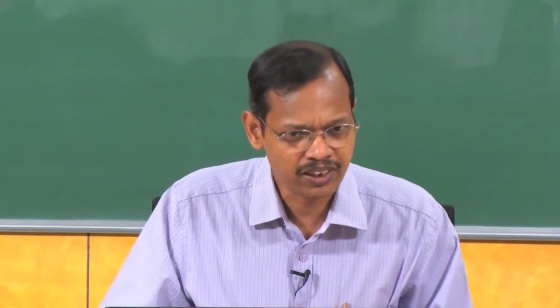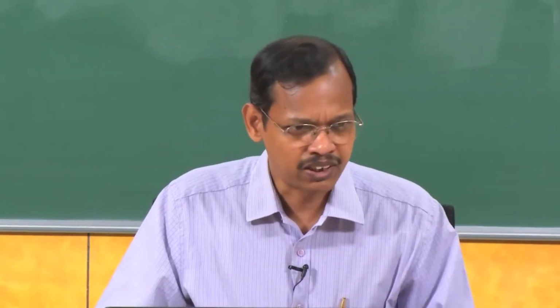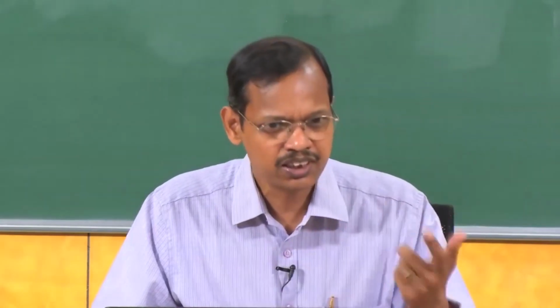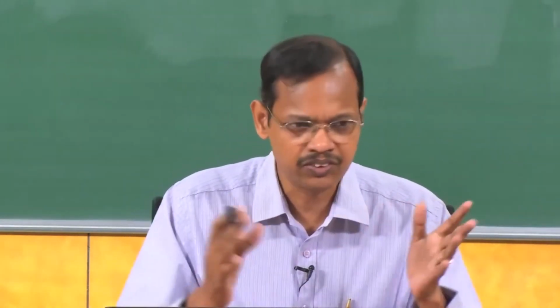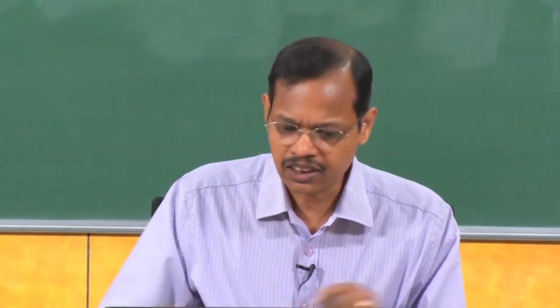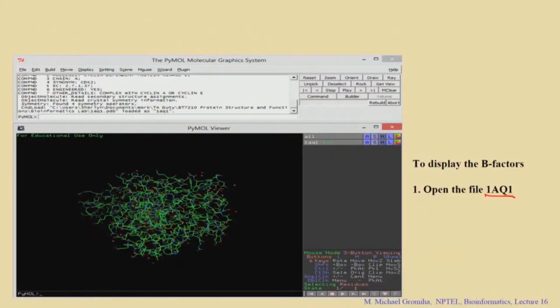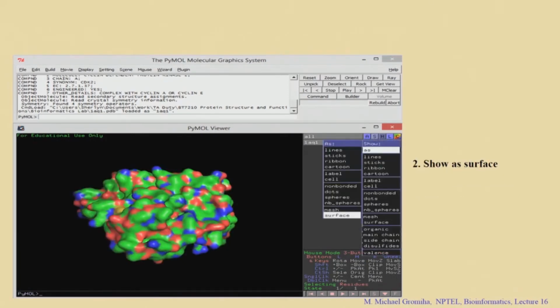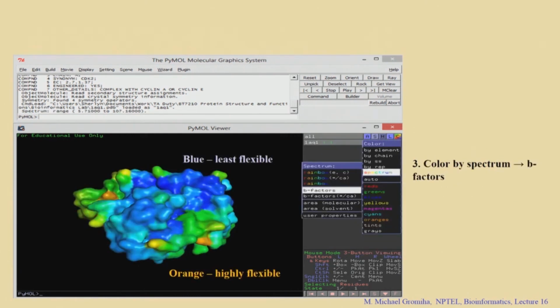We discussed B factor. What is the B factor? It is the temperature factor. This will give you the fluctuations of each residue, right. For example, how much they are fluctuating and how rigid they are. So, if I take this file, 1AQ1, right, and open this file in this lines, you can see the surface, and from this you can see the B factors with different colors.